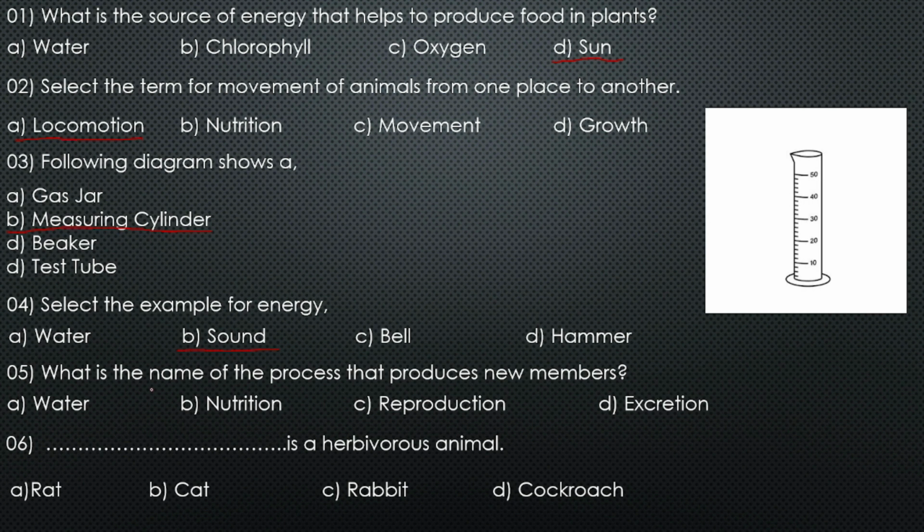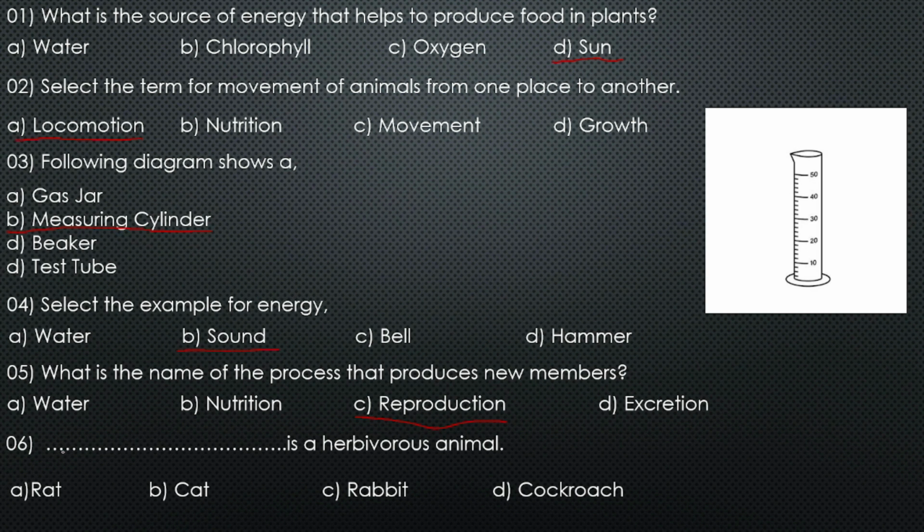Question number 5. What is the name of the process that produces new members? Water? No, it is only a compound. Nutrition? It is a main characteristic of living beings. Reproduction? Actually, this process gives new members to their species. Excretion? Cannot be taken. The answer is reproduction, which gives rise to new members to the family.